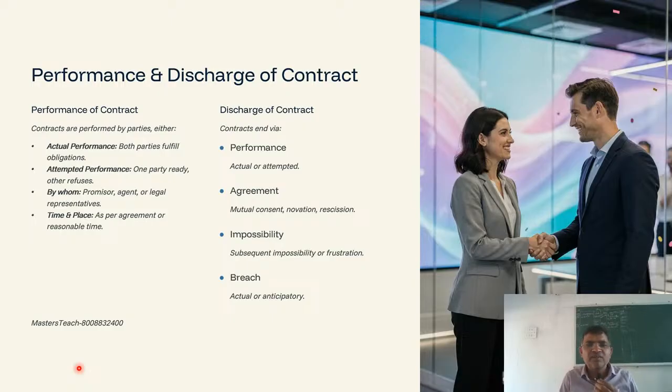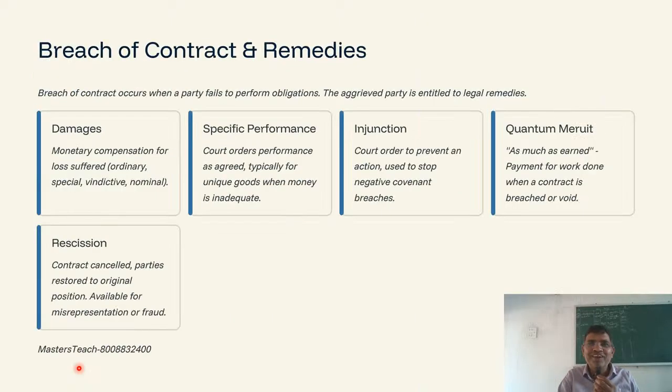Discharge of contract means how the contract comes to an end. Contract ends via performance: if the actual performance is done, if the work is done, then the contract is discharged. Agreement, the parties mutually agreeing to it. Impossibility, that means subsequent impossibility or frustration. Breach, actual or anticipatory breach. This is the performance and discharge of contract. I'll finish up as soon as possible, don't worry.